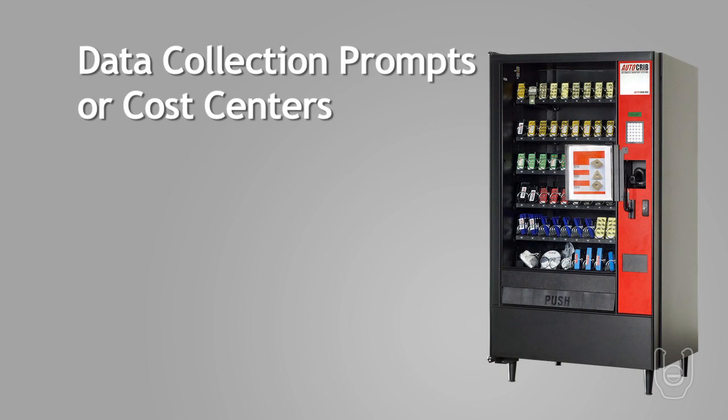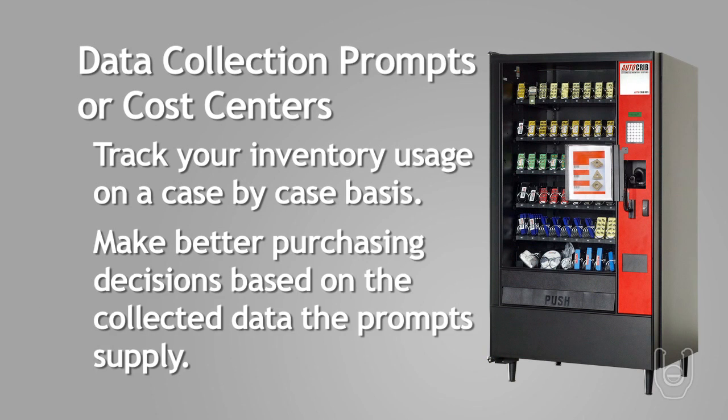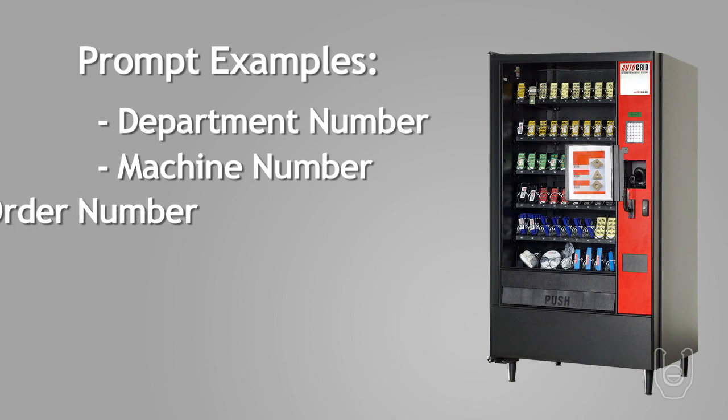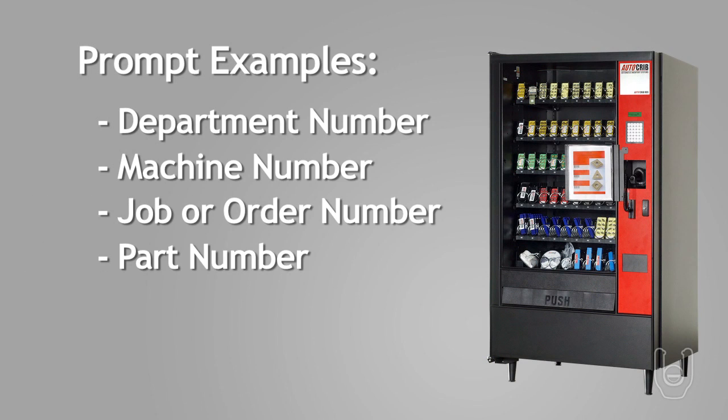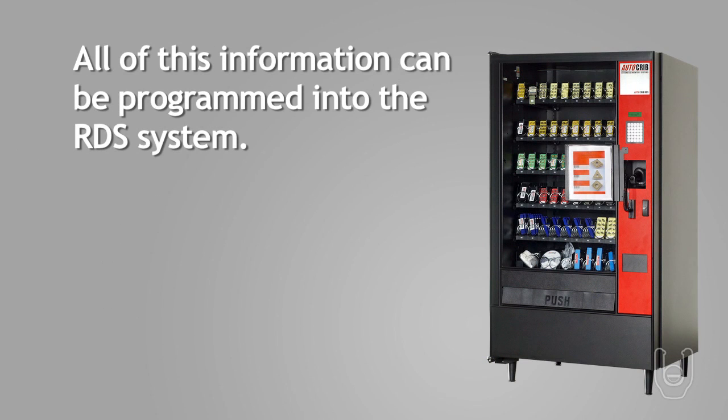Data collection prompts or cost centers. There are a variety of fields you can program the RDS system to prompt for when an item is selected from one of the dispensing machines. This can help you track your inventory usage on a case-by-case basis and allow you to make better purchasing decisions based on the collected data the prompts supply. Examples of these prompts can be department number, machine number, job or order number, part number, and reasons for use. All of this information can be programmed into the RDS system, provided you input this information into the Excel spreadsheets.